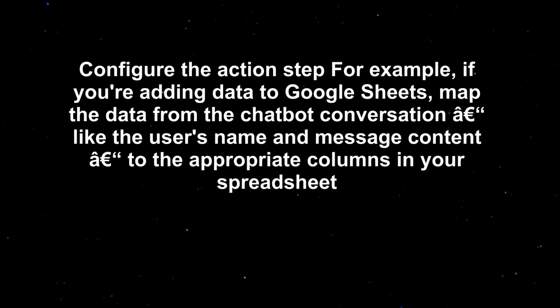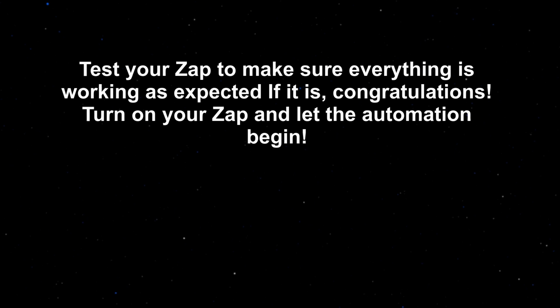For example, if you're adding data to Google Sheets, map the data from the chatbot conversation, like the user's name and message content, to the appropriate columns in your spreadsheet. Test your Zap to make sure everything is working as expected. If it is, congratulations. Turn on your Zap and let the automation begin.